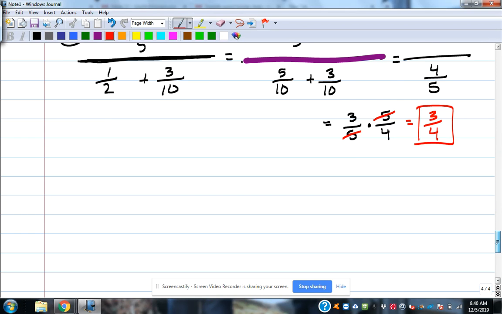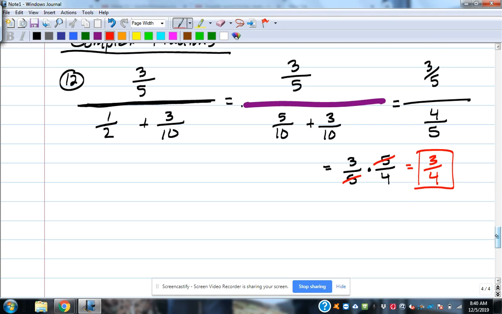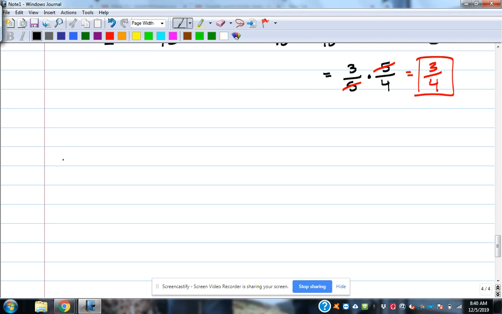I understand. All right, so the idea is look at the numerator, look at the denominator, do anything to simplify that and get it into one fraction, and then do the division problem. Okay, so let's look at one that's more Algebra 2 level.